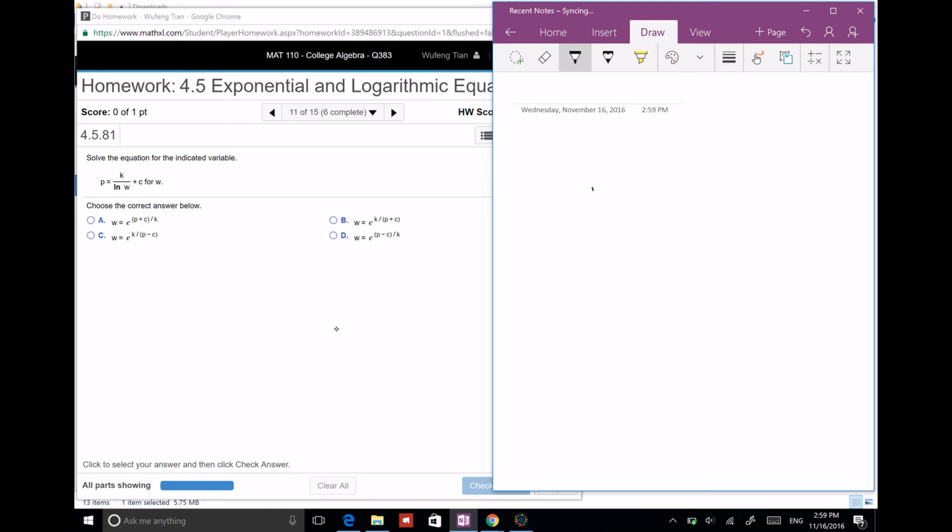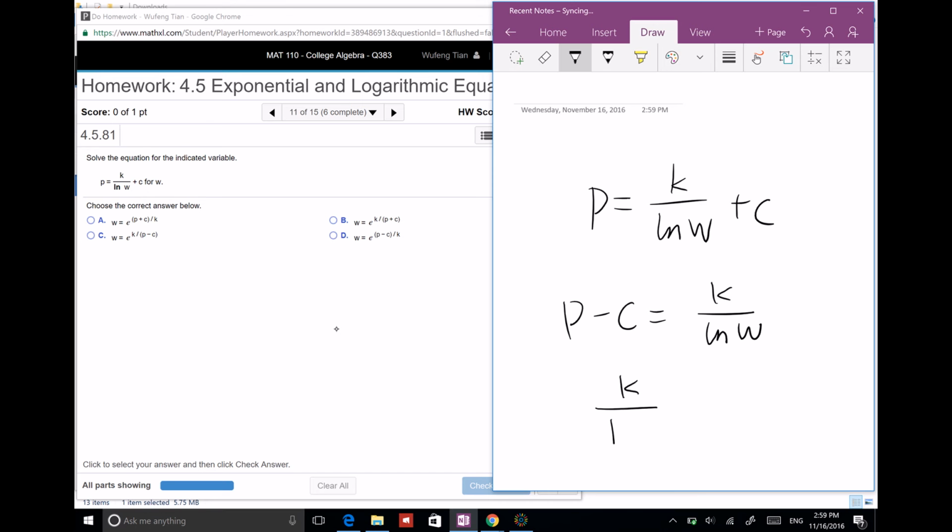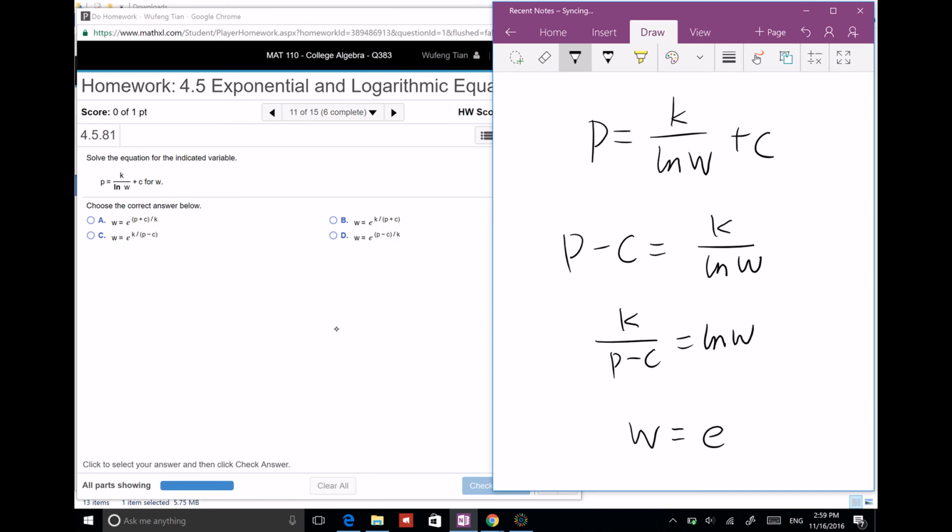Solve for this. P equals k over ln w plus c. So solve for what? Solve for w, right? P minus c equals k over ln w. So k divided by p minus c equals ln w. So w equals e to the k over p minus c. k over p minus c is 1.